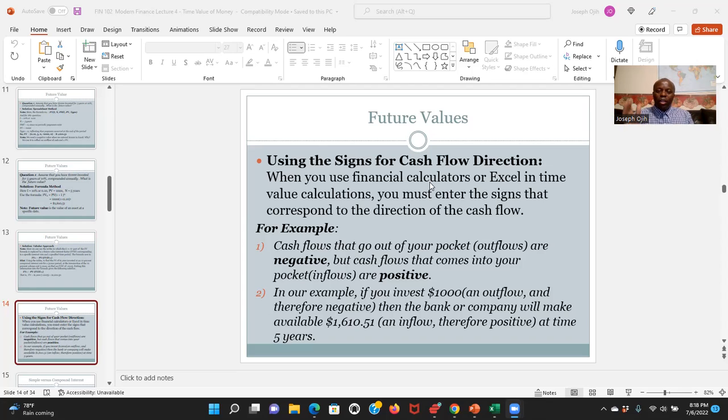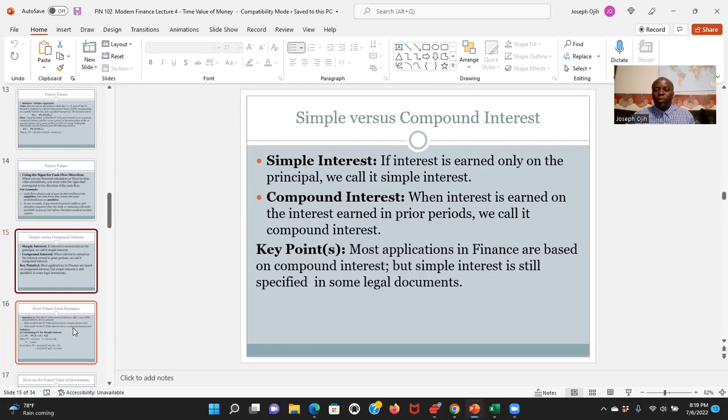So in other words, cash flows that go out of your pocket, which we also call the outflows, are negative. But cash flows that come into your pocket, which we also call the inflows, are positive. Okay? Now, let us do an example. But before then, again, I want to show you one more thing.